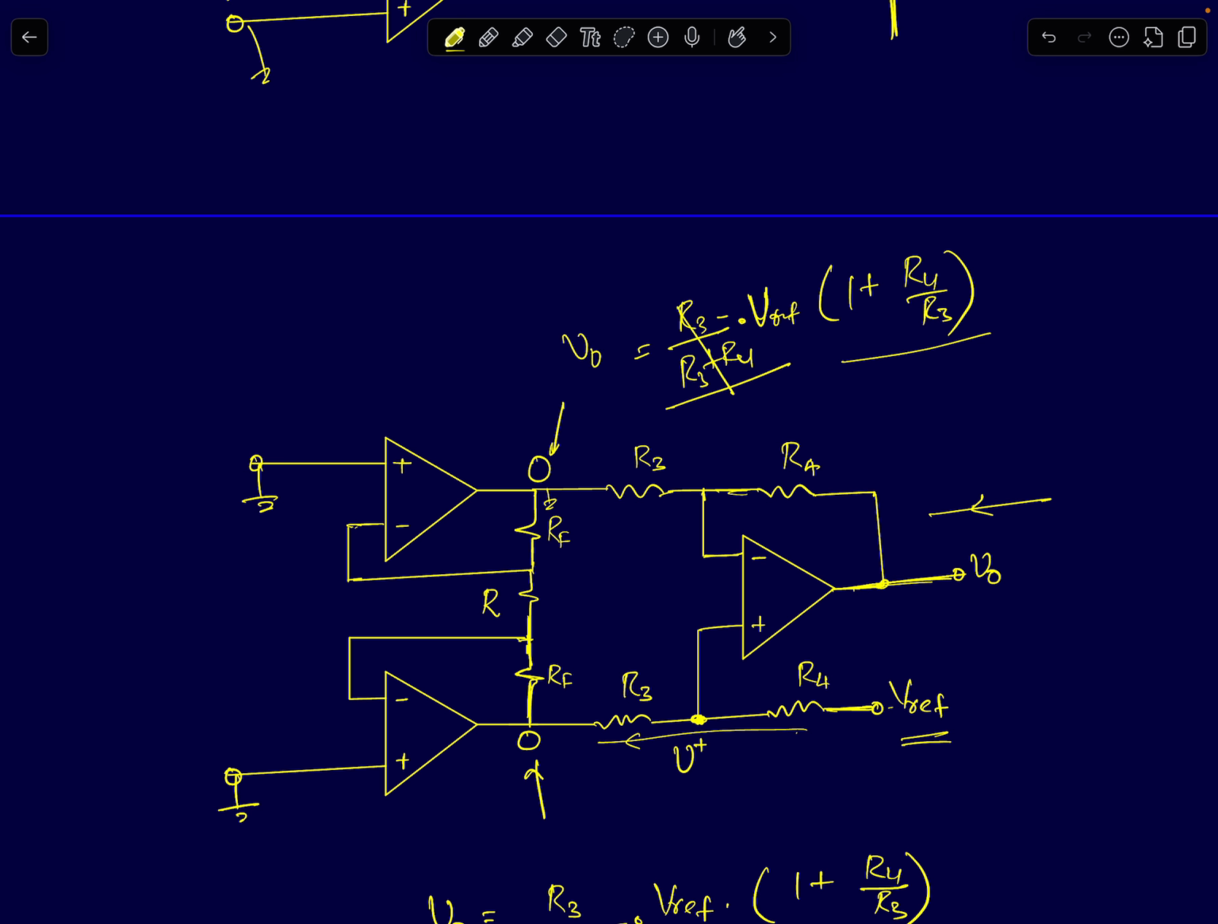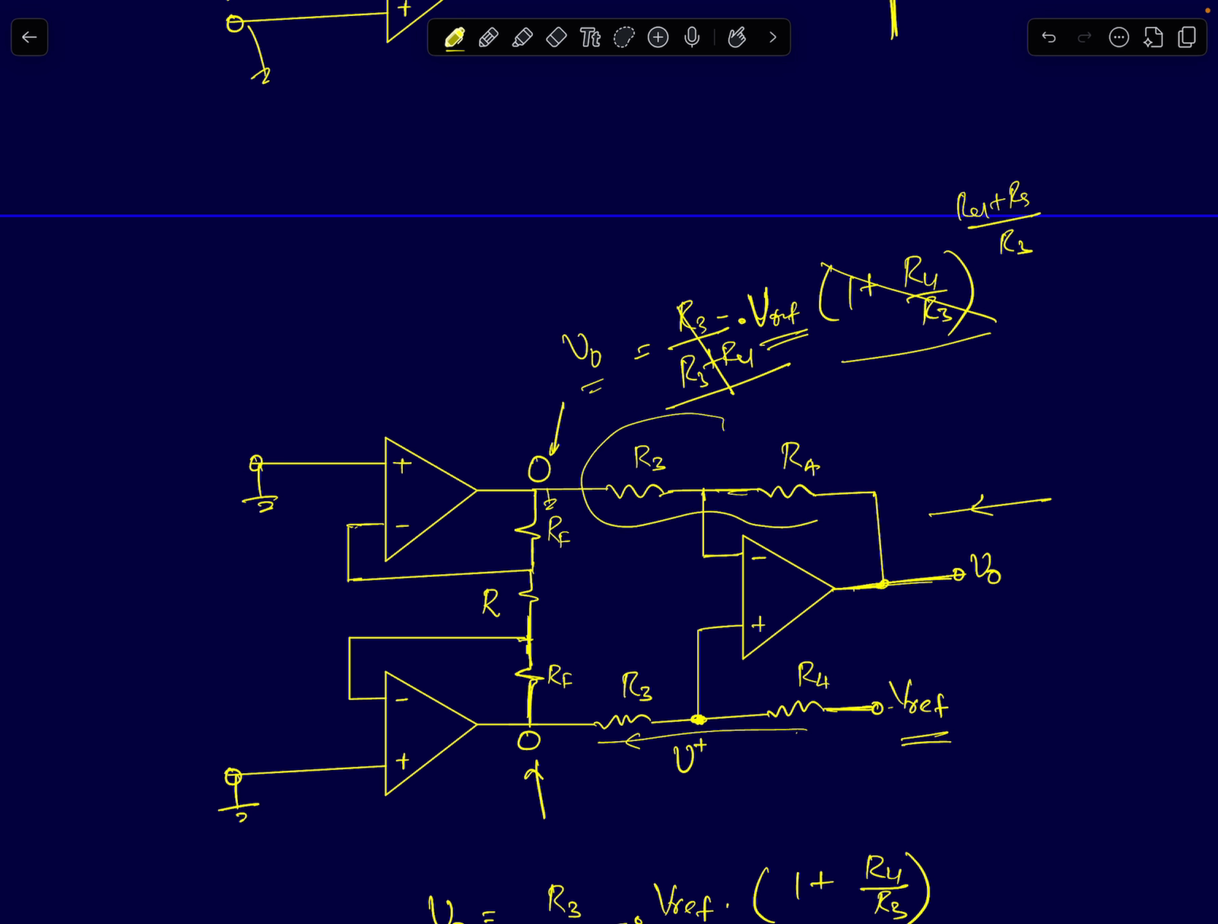Now this term and this term will get cancelled out. R3 by R3 plus R4 is the inverse of R4 plus R3 by R3. Both will get cancelled out and your output voltage will simply be equal to Vref. And that shouldn't surprise you, because V plus is simply beta times Vref.